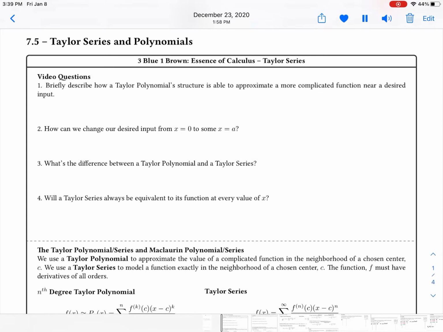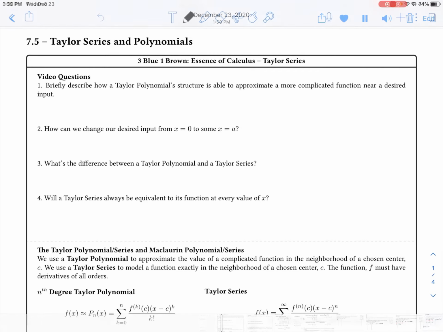So if you're watching this video, then hopefully you've had an opportunity to first watch the video from 3Blue1Brown that goes over the concept of a Taylor series. And if you haven't watched that video yet, I want you to stop the video right now and watch that 3Blue1Brown video first.